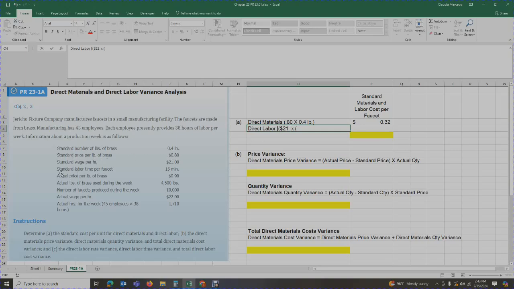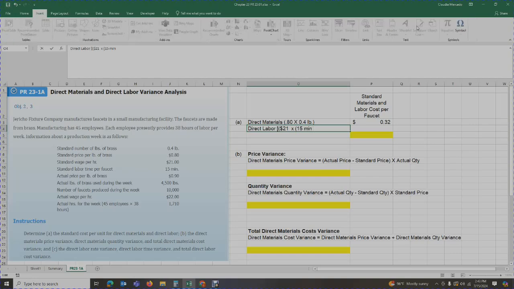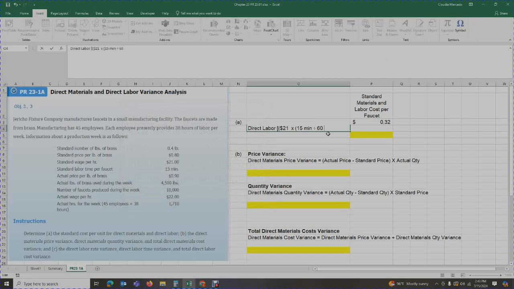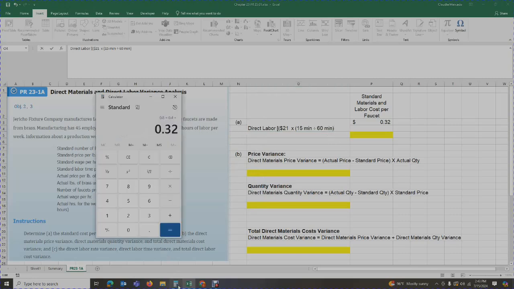According to the problem, it takes us about 15 minutes to manufacture one faucet. So I'm going to get the 15 minutes and divide that by 60 minutes. So it takes me a quarter of an hour to manufacture one faucet. Let's get our calculators. First I'm going to divide the 15 minutes by the 60 minutes. So it takes me 0.25 of an hour to manufacture one faucet. And we are anticipating paying our employees $21 an hour.